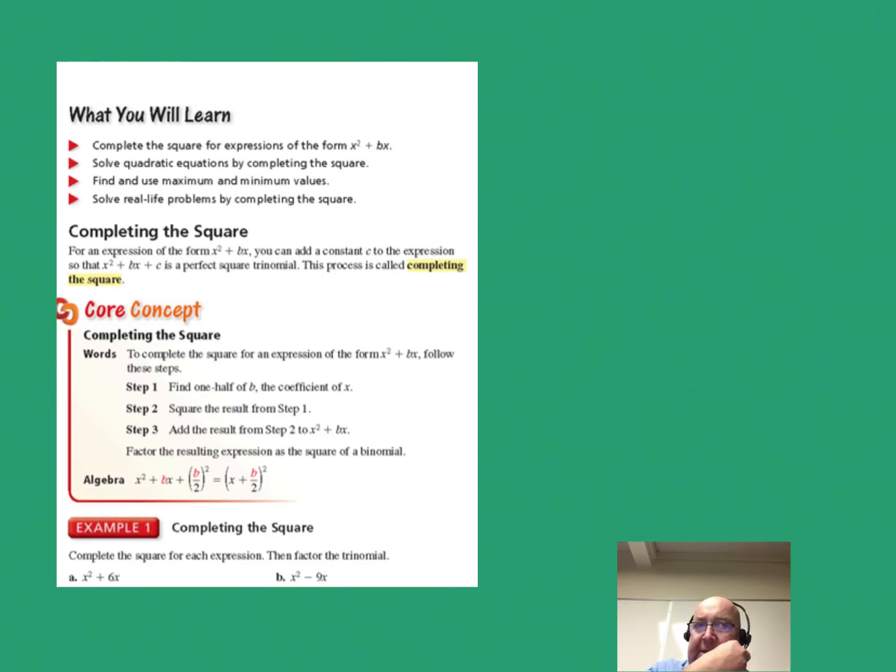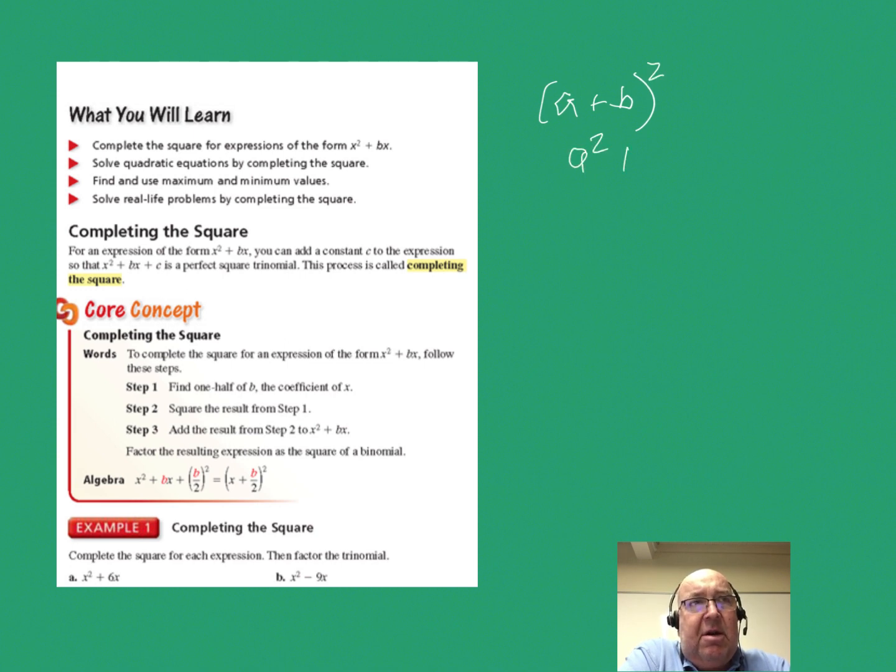Alright, in our last lesson we learned how to solve quadratic equations by finding square roots. We're going to learn another method today called completing the square. So if you will recall, if we had a plus b squared, we ended up with a squared plus 2 times a times b plus b squared. And what we're going to do is try to make our equations look like this so that we could go back up to that step.